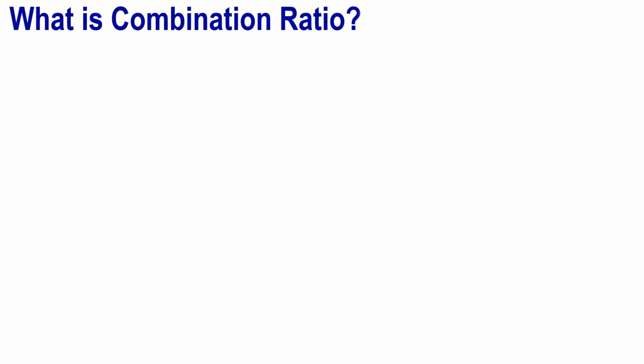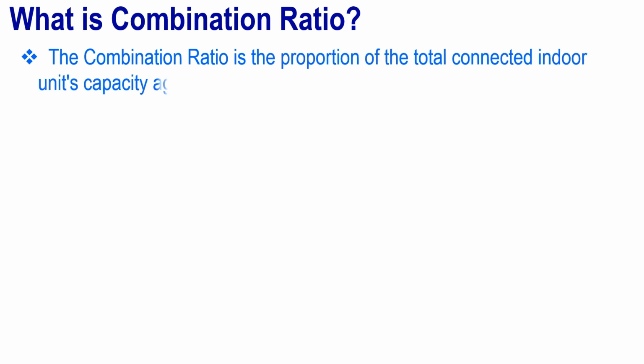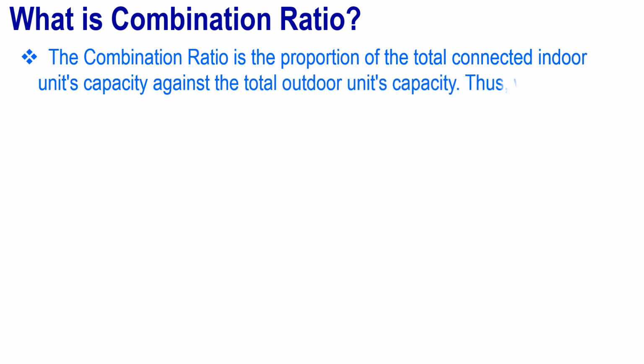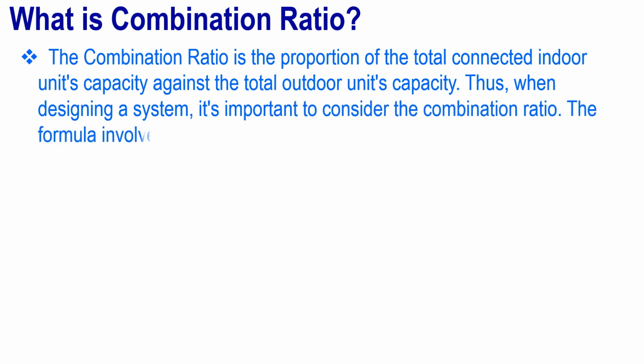What is combination ratio? The combination ratio is the proportion of the total connected indoor units capacity against the total outdoor units capacity. Thus, when designing a system, it's important to consider the combination ratio. The formula involves dividing the total capacity of indoor units by the capacity of the outdoor unit.